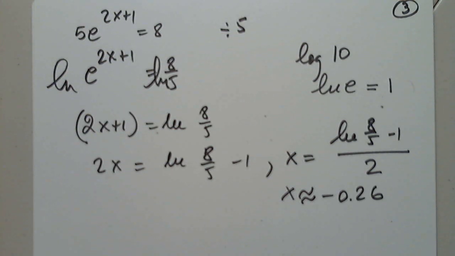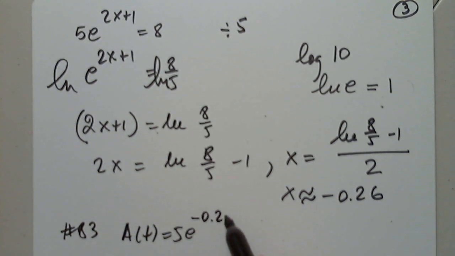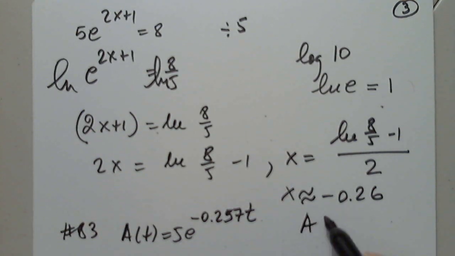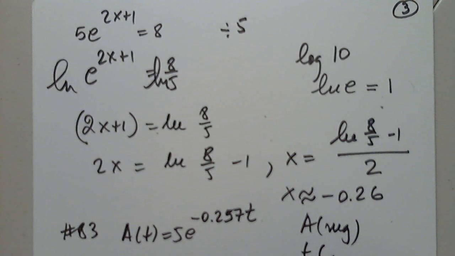This is the same thing with continuously compound interest. It's the exact same formula. So let me just copy that. This is 83. So we have A of T equals 5 e to negative 0.257 T. How much of the 5 milligram sample remains after 1 day? We have to check. T is in days. A is in milligrams. So A in milligrams, T in days.